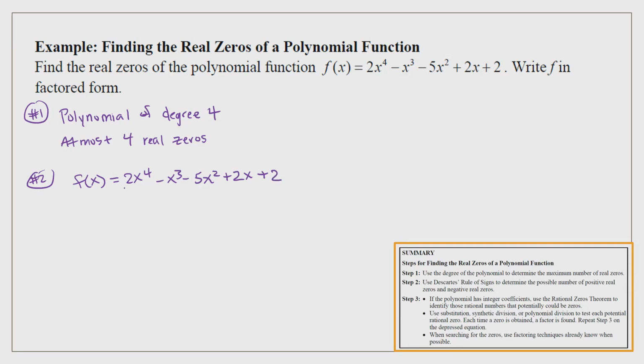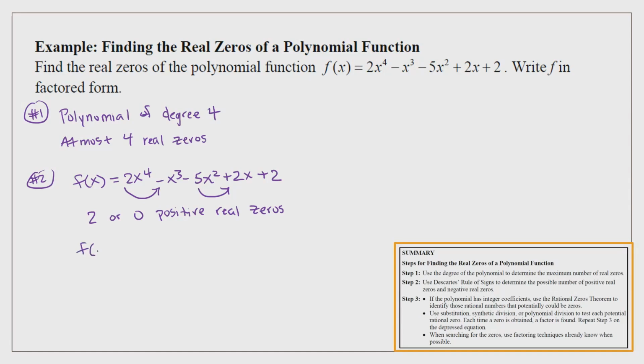So first to second, I have a sign change. Third to fourth, I have a sign change. So there are either 2 or 0 positive real zeros. Okay, so the number of variations or the number of variations minus 2. So 2 minus 2 is 0.